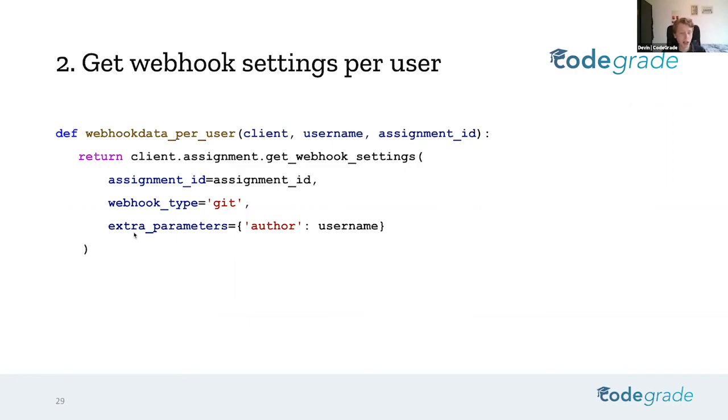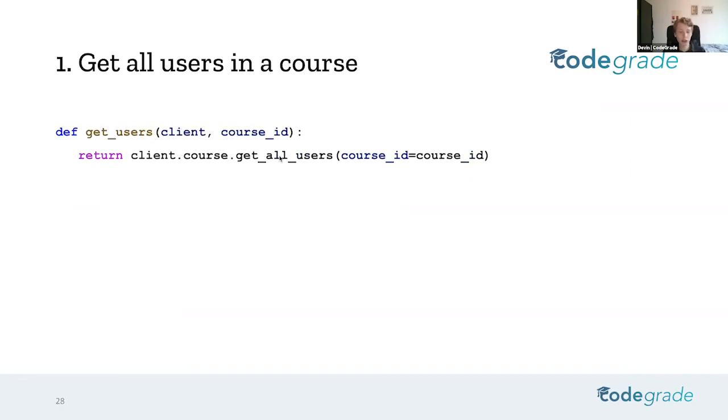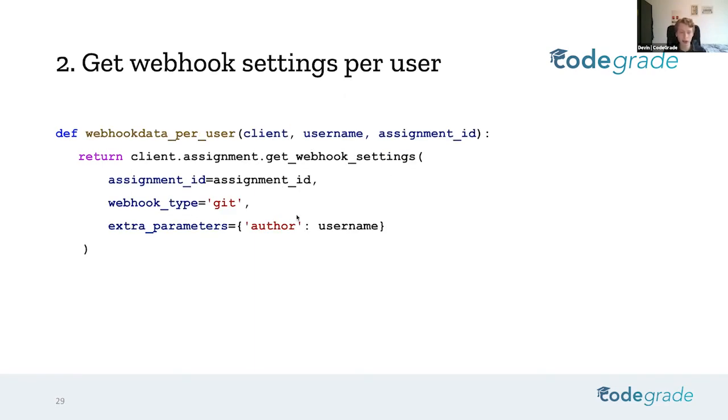And then we say as extra parameters, since we want this from a specific user, we say the author has to be the username. And the username is given here. So again, what we're getting using this function is all the users. So not just the students, it's also the teachers from your course. So what we get right here is also the username for all the users. So do not mistake here that this is only students. This could also be teachers or teaching assistants or any other roles that are there.